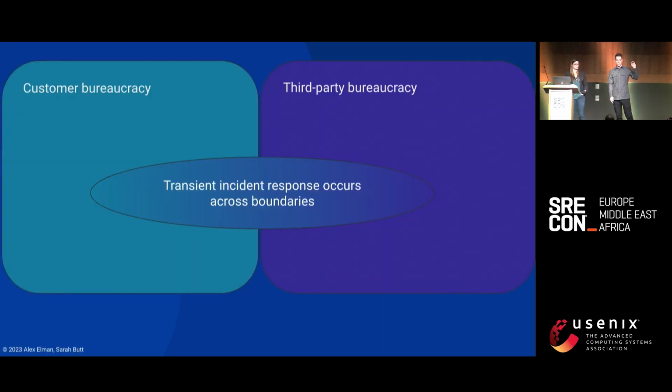What I'm depicting here on the screen is an incident response between two companies, a customer and a vendor. And the two boxes represent the two bureaucracies coming together to join up to work on this incident. What happens during this incident is that a third new transient organization spontaneously forms between the two bureaucracies.